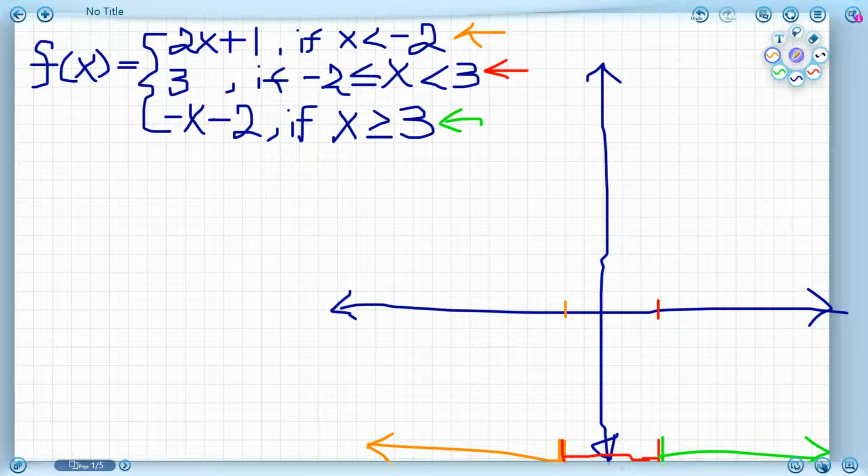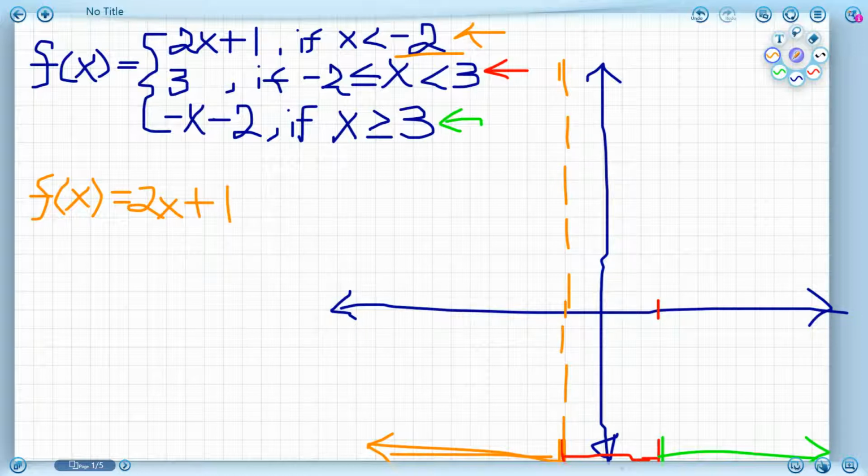We know that the first graph will start on mine when x is equal to -2, just because that's what I told you right here. So the first graph will start somewhere around here, and then it's going to head to the left. So we need to find that out. I'm going to plug into my first function. My f of x is equal to 2x plus 1, and my x is -2. So I'm going to plug in -2 because I want to find out where my point would be when x is equal to -2.